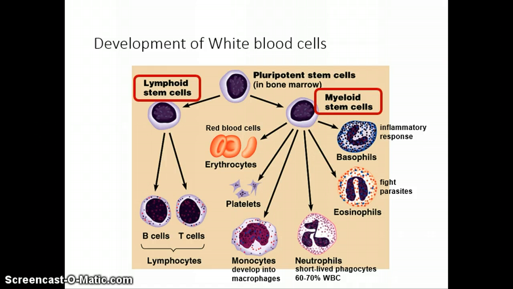So the inflammatory response is going to come from the basophils. We have eosinophils, neutrophils, monocytes, platelets, and erythrocytes, which are our red blood cells, all come from the myeloid stem cells. But the other types of immune system cells, the B cells and the T cells that are part of the adaptive or acquired immune response, which are the lymphocytes, actually come from a different set of stem cells called the lymphoid stem cells.